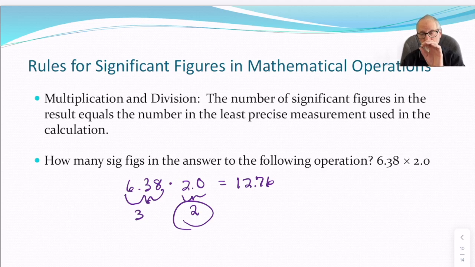What we're going to do is say I need 2 sig figs, so I need to round to 2 sig figs. And how am I going to round? 2 sig figs would simply be 2 numbers before the decimal point in this case. So I have to round it. We could report it as 12 or 13, but we're going to round it to the number that's closest, and 12.76 is closer to 13 than it is to 12. So we're going to report this as 13 with 2 sig figs.